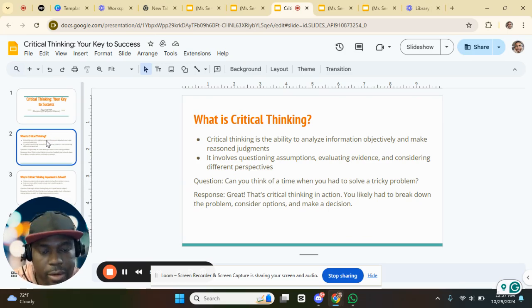Think about a situation, which doesn't have to be similar, where you have to think outside of the box in order to fix a problem. If you can do that, that's a vivid example of what critical thinking is.